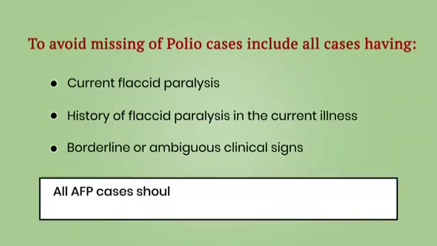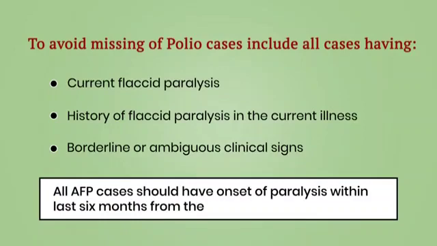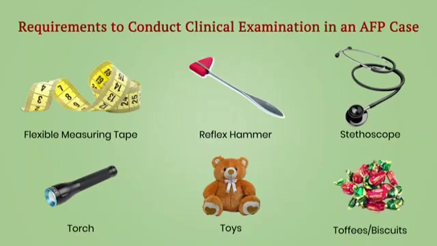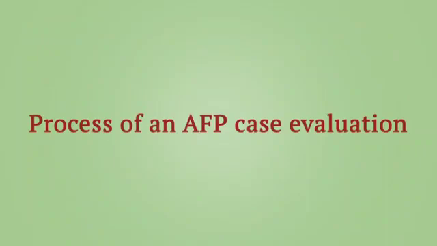All AFP cases should have onset of paralysis within the last 6 months from the date of notification. Requirements to conduct clinical examination in an AFP case are flexible measuring tape, reflex hammer, stethoscope, torch, toys, toffees, biscuits, etc. Now let us begin to learn about the process of an AFP case evaluation.